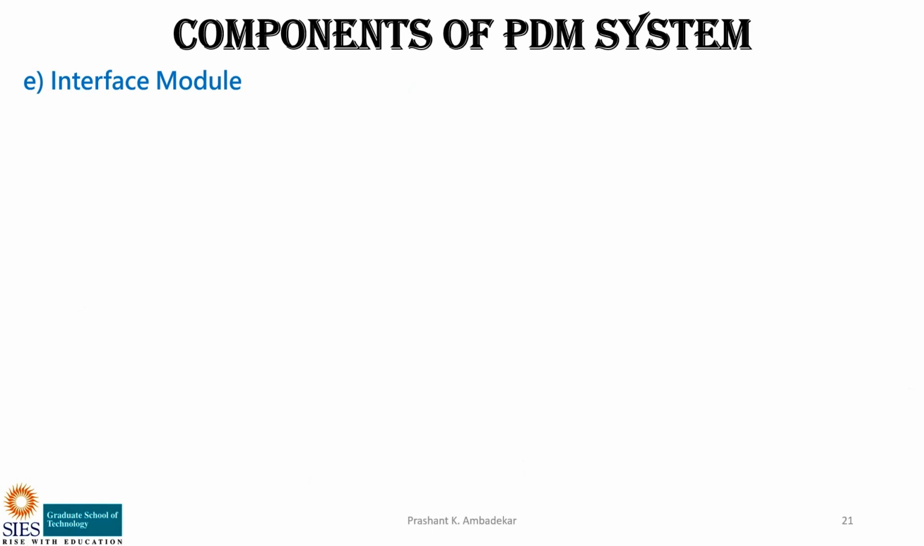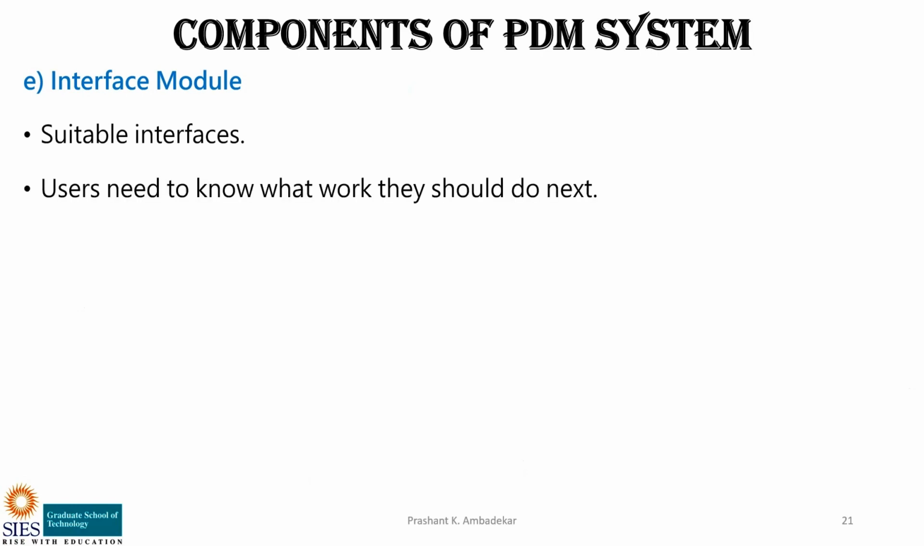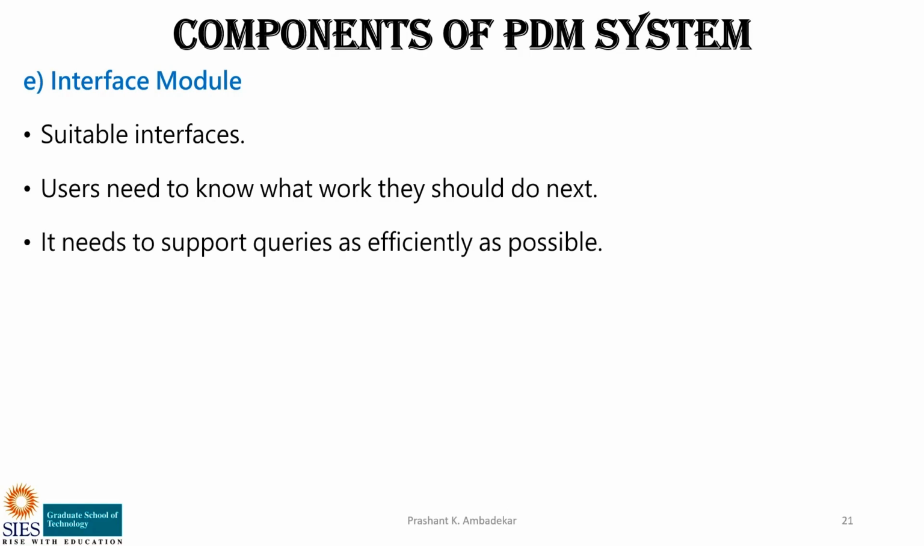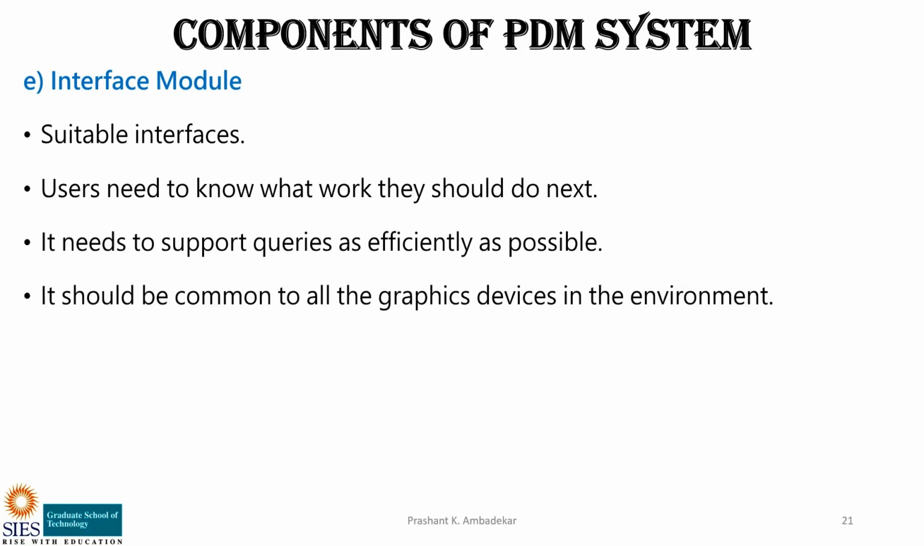It can be called the communication cables or the transportation system. A suitable interface will be needed for data access directly from a terminal without going through other applications. Users may want to know what work they should do next. Sometimes they may want to check on the existing part or look at the test result. The user interface needs to support queries of many different types as efficiently as possible, which is possible through this interface model. And the interface should be common to all the graphic devices in the environment.